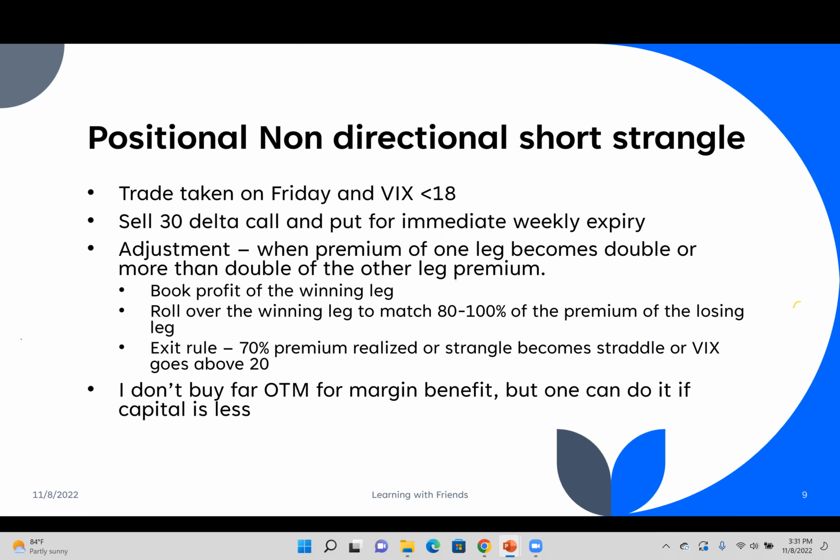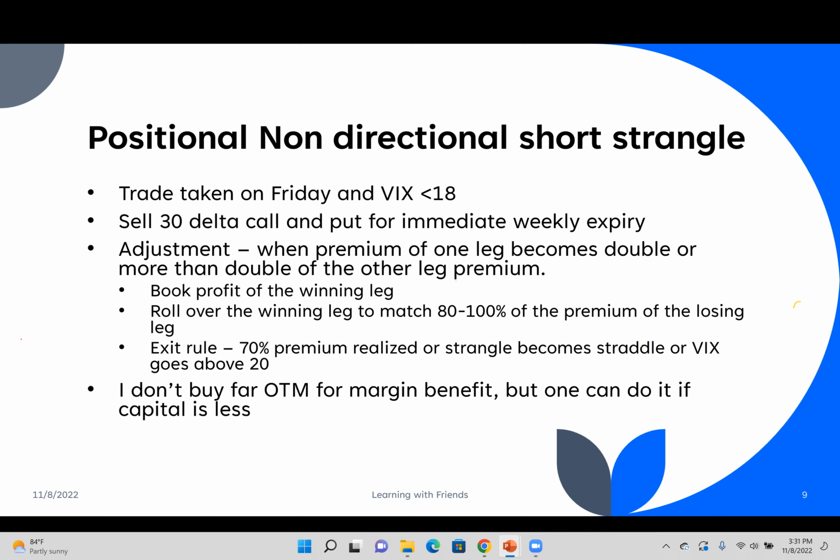As soon as you realize we started with 80 rupees premium, once we make 60% to 70% of the premium, say 50 rupees above, we are in the profit, exit the position. Doesn't matter where you are, right? Which day? It may be Tuesday, it may be Monday. Most likely many times you will get it on Tuesday itself. Just exit. Book your profit.